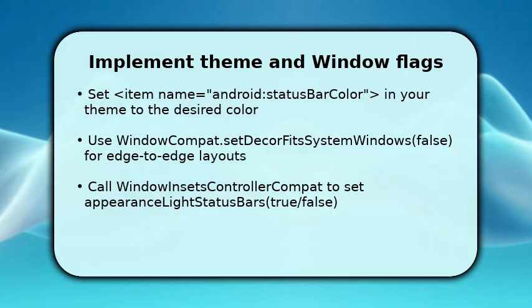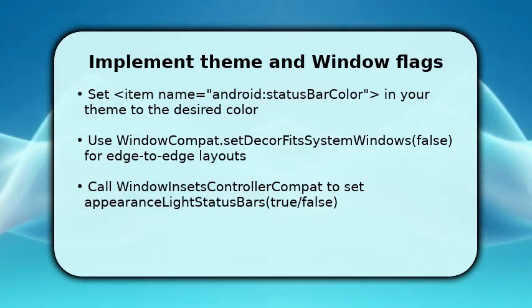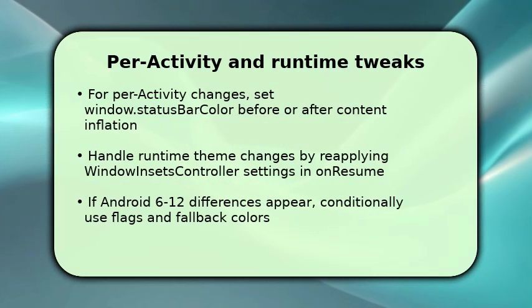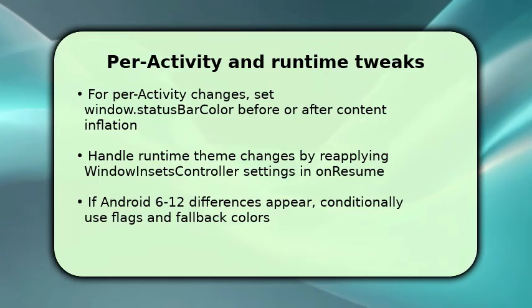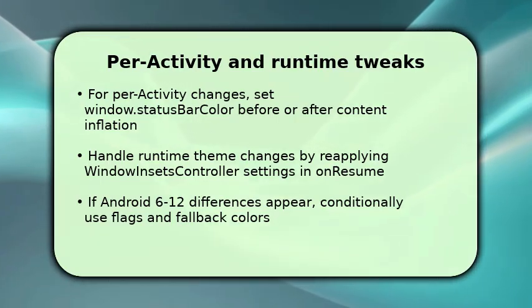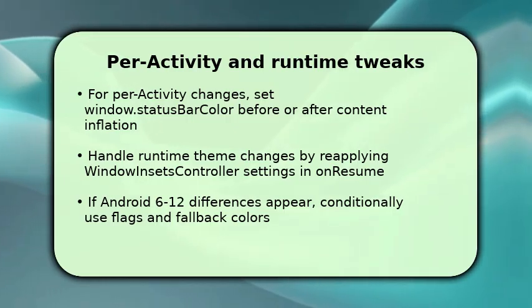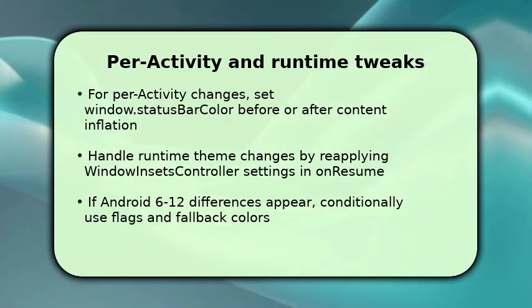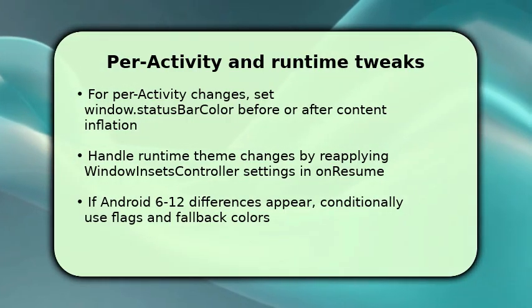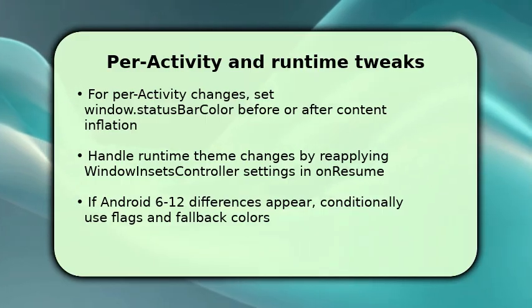Finish by applying per-activity overrides when needed. Set window.statusBarColor in code, or use a theme overlay on that activity. Once done, handle runtime theme switches by reapplying appearanceLightStatusBars and statusBarColor in onResume or onConfigurationChanged so changes persist.